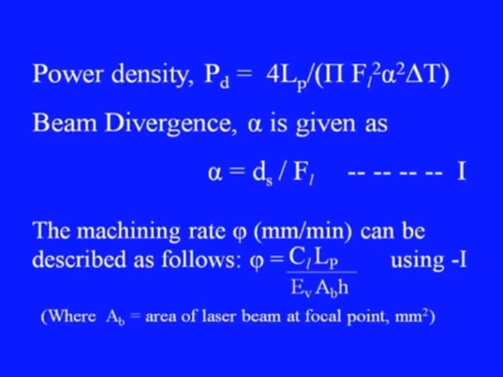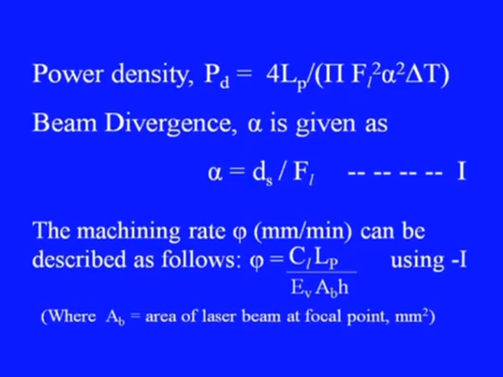The power density of the laser beam per unit time is given by Pd, and this Pd is defined as 4 Lp divided by pi fL squared alpha squared into delta t, whereas the beam divergence alpha is defined as ds by fL.